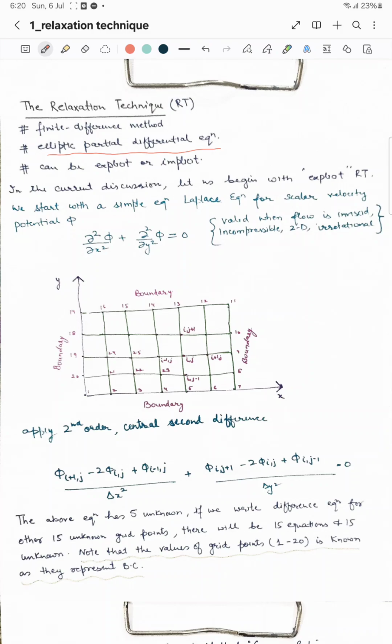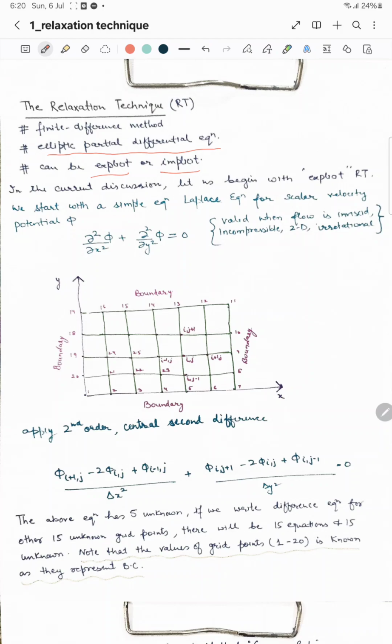So we have three categories of equations. One is hyperbolic, one is parabolic, and this one is elliptic. For hyperbolic and parabolic we have other techniques, but for elliptic partial differential equations we use iterative methods, commonly known as relaxation technique. And this technique can either be explicit or implicit in nature.